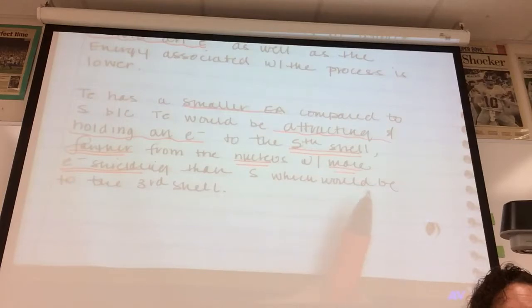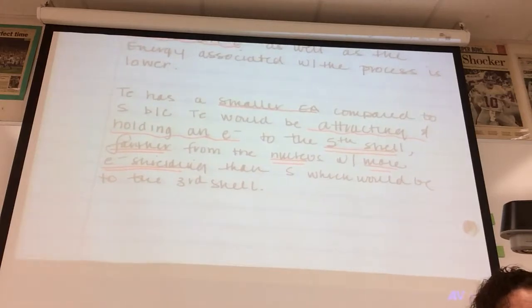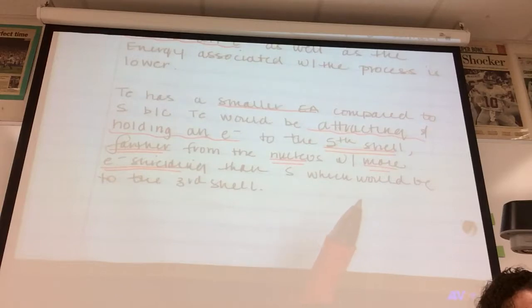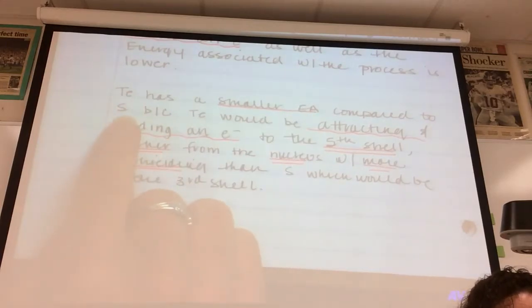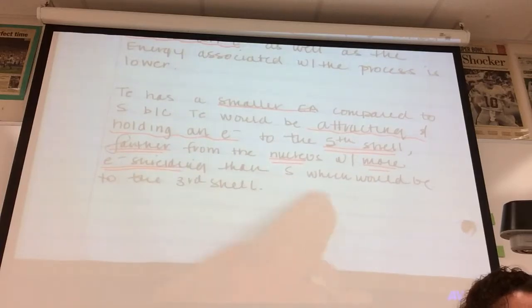when you're going down a group, your reasoning is twofold. So be very careful there. Your reasoning is twofold down a group. You're looking at the shell to which the electron is being attracted and held, as well as the electron shielding. And make sure you explain what electron affinity is. So tellurium has a smaller electron affinity compared to sulfur because tellurium would be attracting and holding an electron to the fifth shell, farther from the nucleus with more electron shielding than sulfur, which would be looking to attract and hold an electron to the third shell.